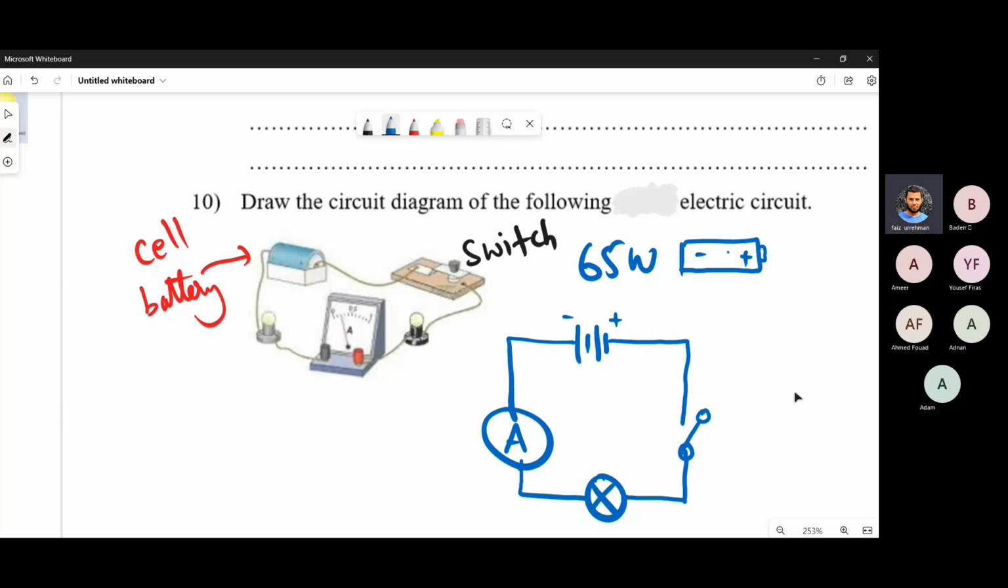Two bulbs. You can present them, one here and one here. You see the ammeter in the center, one bulb here and one bulb here. So you can make one bulb here, and then instead of making the switch open, make it closed, because it should touch this end. Otherwise, there will be no flow of electricity.